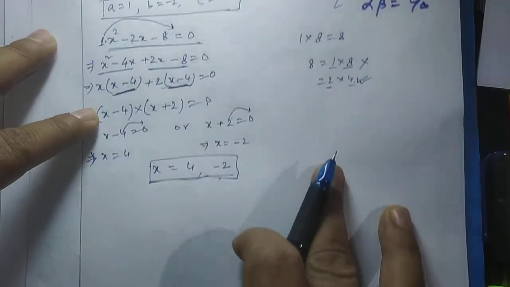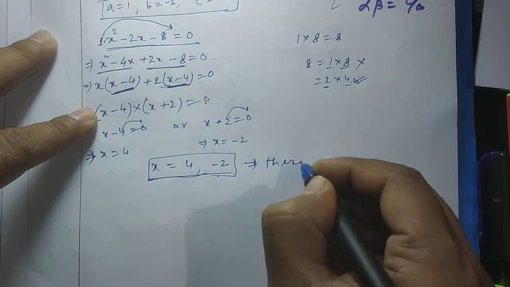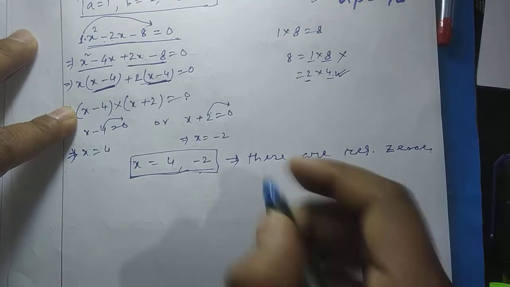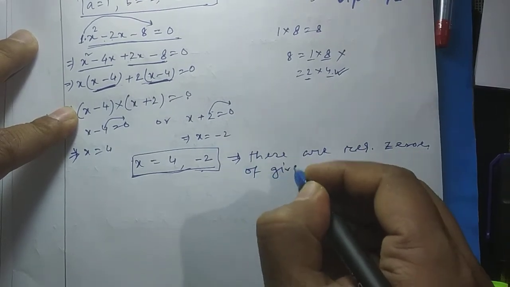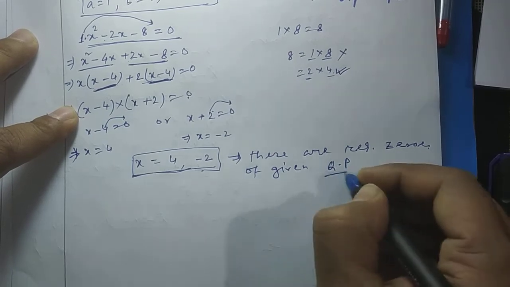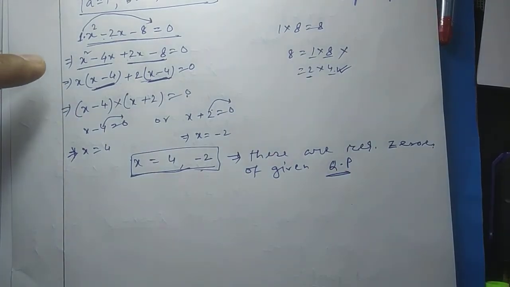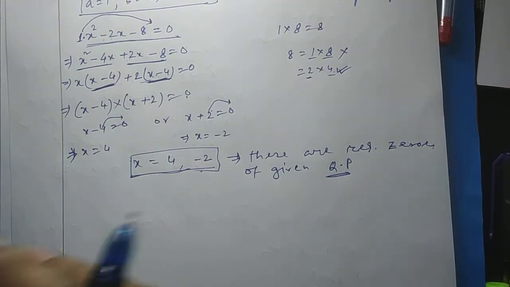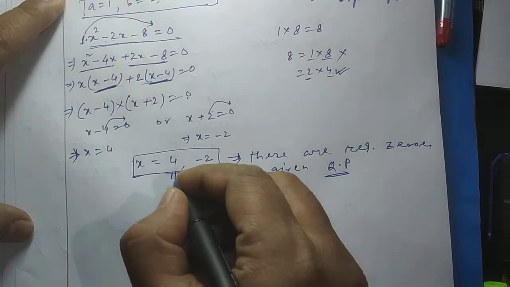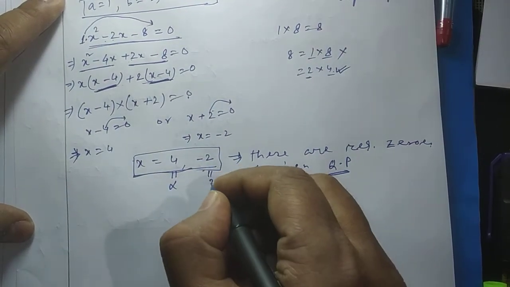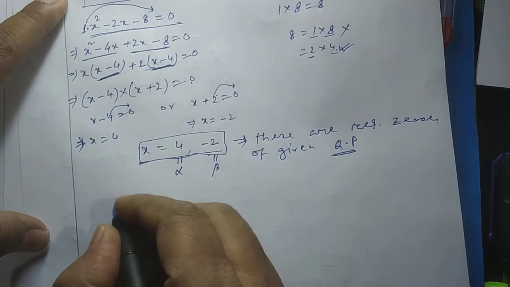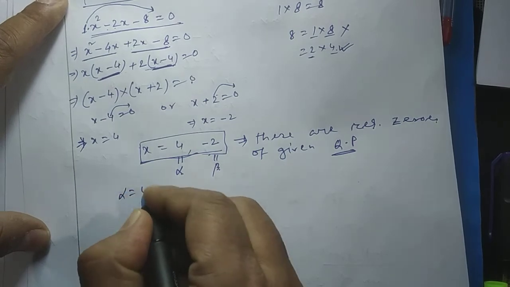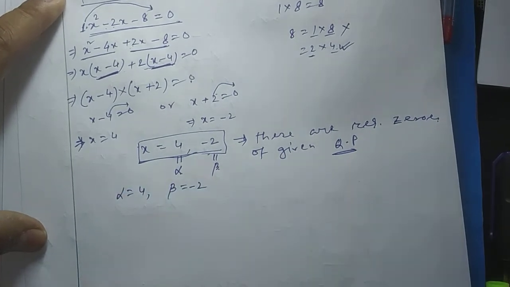Understood or not? So write: these are the required zeros of the given quadratic polynomial, QP. So already we have found the zeros of the given quadratic polynomial. Now let us give the names: let it be alpha and beta. Let the first zero be alpha, the second zero be beta. So you can say here alpha equal to 4 and beta equal to minus 2.